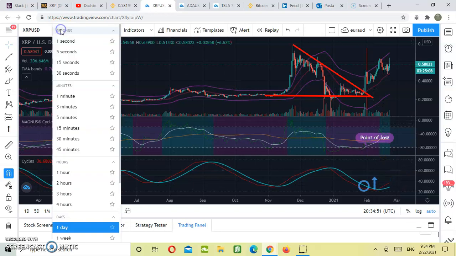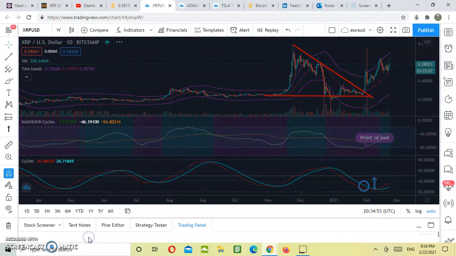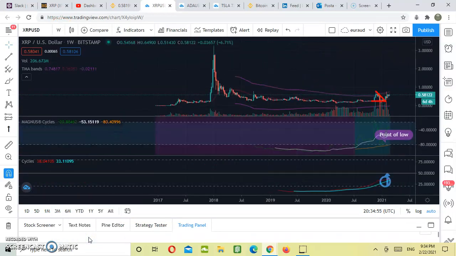If we switch to the weekly chart, we will see that even for the weekly chart, the two cycles are forecasting a movement up. If you had a chance to watch my previous video, you know that at 0.80 US dollar I was expecting a retrace, which actually happened.